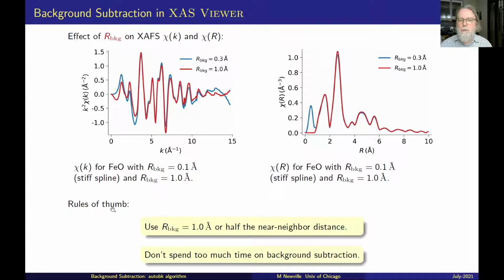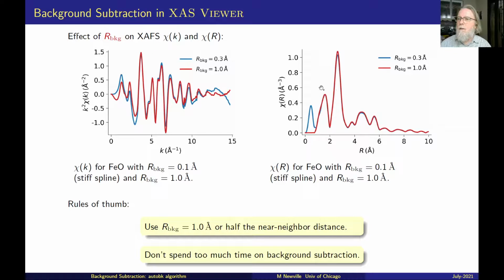So the rules of thumb for doing this are use an RBKG of about 1 angstrom. If you have short distances, you might lower that to half the near neighbor distance. Lowering it to 0.75 or so is usually not a problem. And then also don't spend too much time on background subtraction. Let's get on with it and analyze the data.